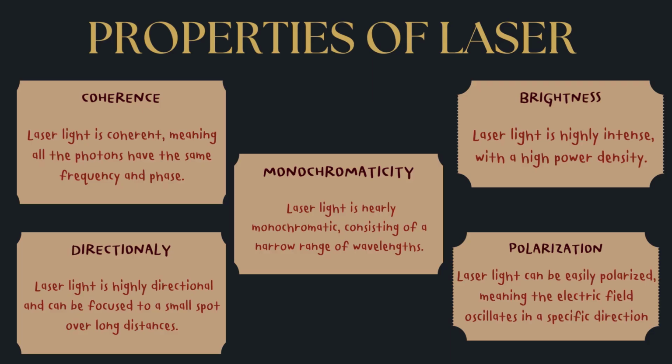Next is properties of laser. Laser light possesses several unique properties that make it incredibly useful in various applications. We have five properties. First, coherence. Laser light is coherent, which means that all the photons emitted by a laser have the same frequency and phase. This coherence allows laser light to maintain its focus over long distances and produce interference patterns.